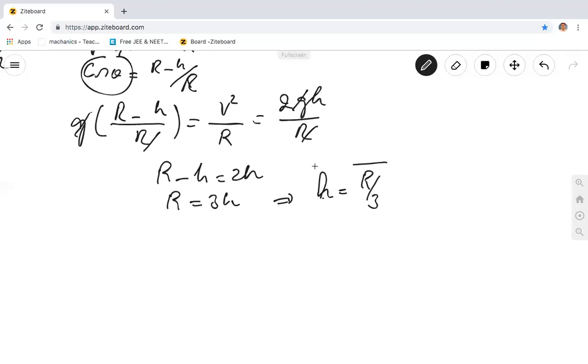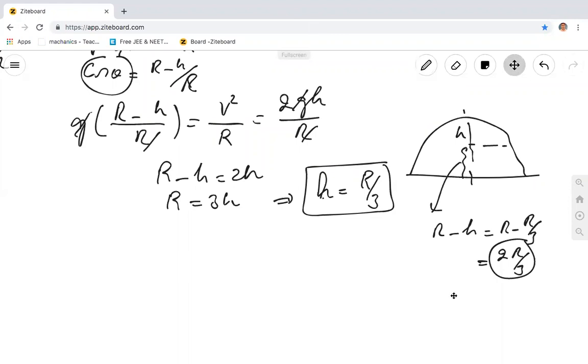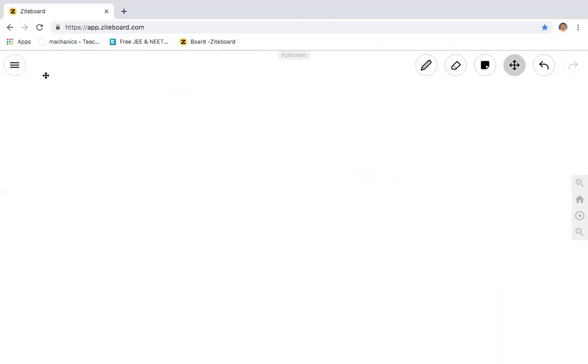Do you understand this question? Yes. And how much from the ground? How much from the ground? 2R by 3. Yes. If it is h here, it is the remaining distance. There's R minus h, R minus R by 3, that is 2R by 3. That is the answer. Good, very nice. Now let me go to the third example. Do you understand these things? Yes, sir. Very nice.